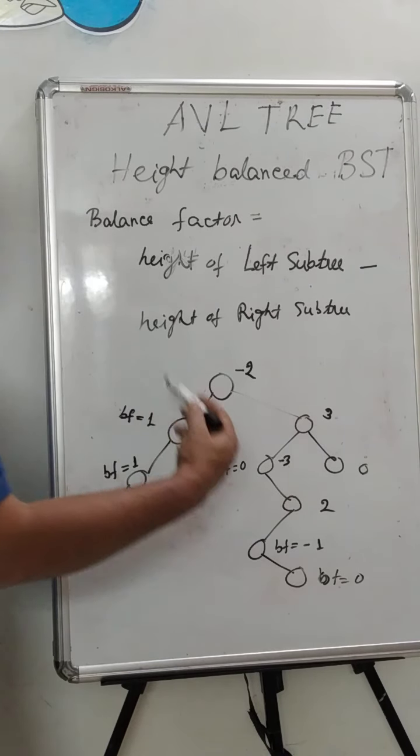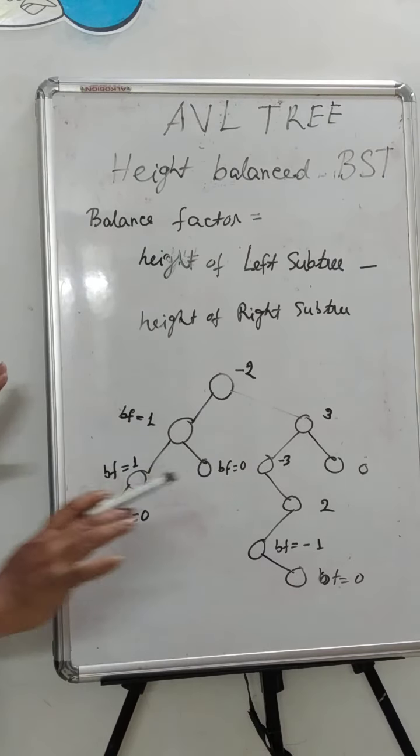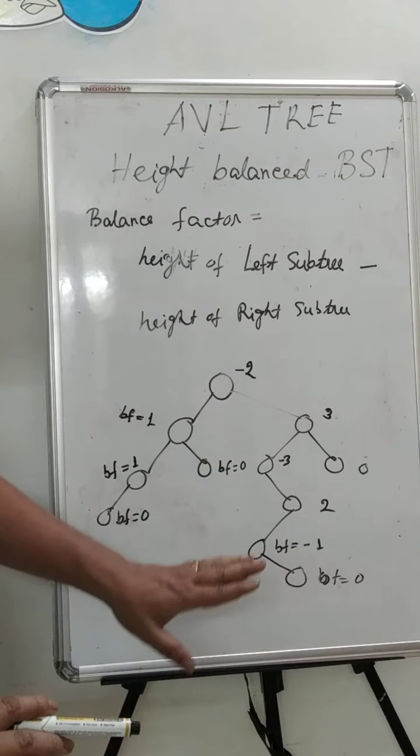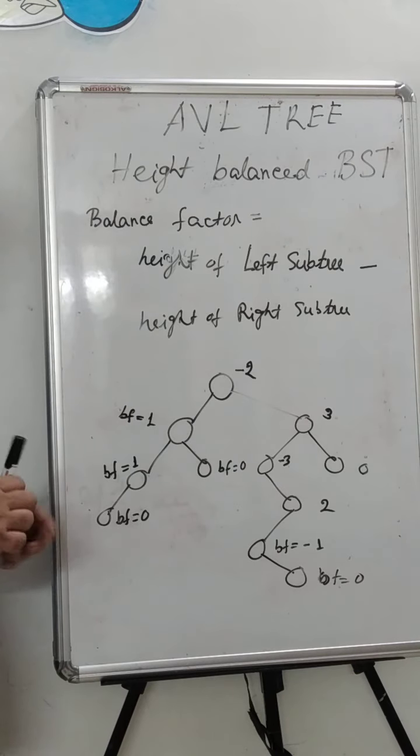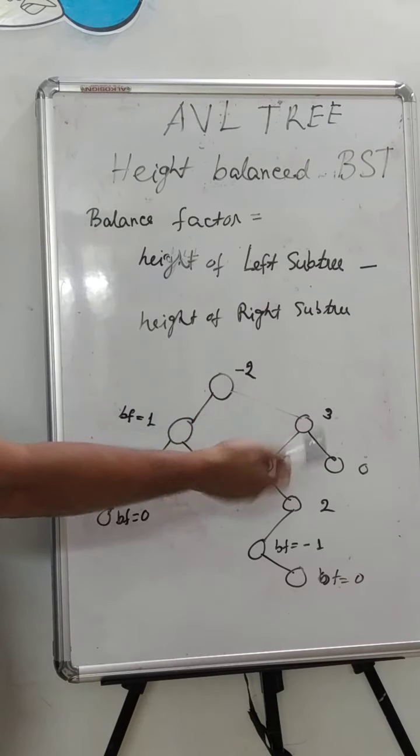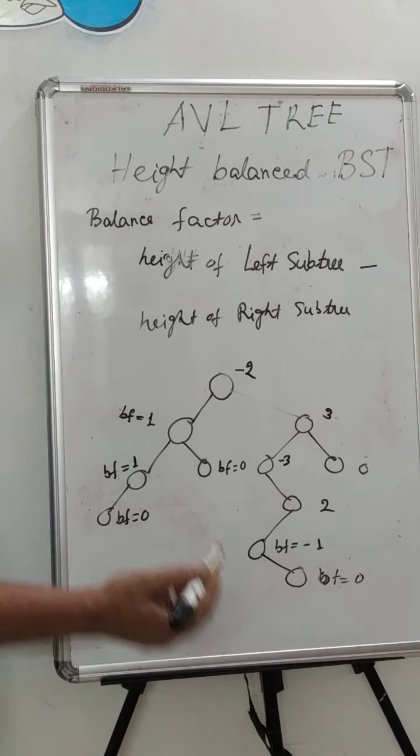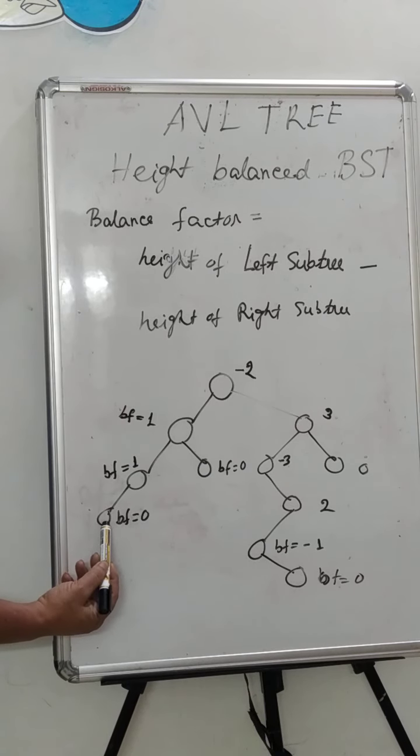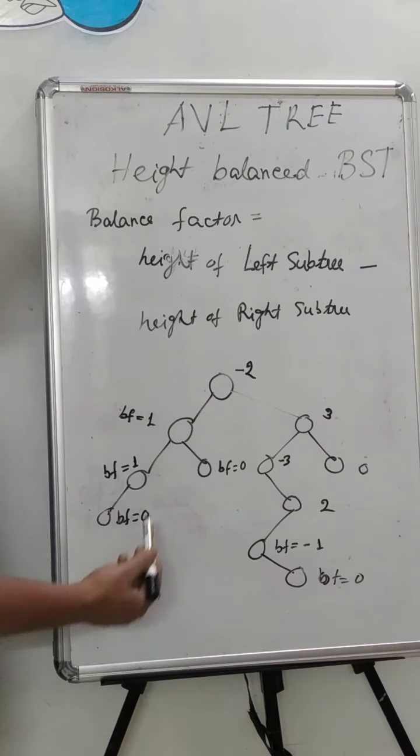Now, here there is a binary tree. It is not a binary search tree. We don't know what values are stored here, and it may not be a binary search tree, but it is a binary tree. The concept of balance factor we can apply to any binary tree, because it has a left subtree as well as a right subtree for each and every node. The balance factor of this node is 0 because it is a leaf node, so both the subtrees are empty. So 0 minus 0 is 0.